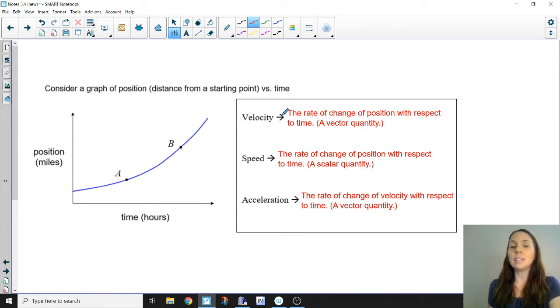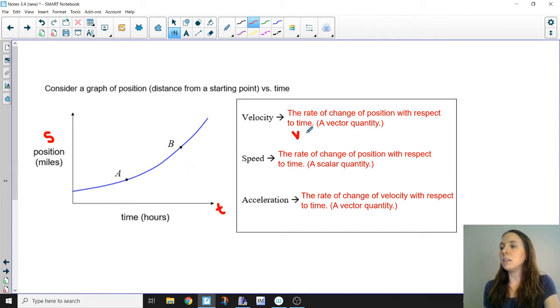So a velocity is a derivative. Now we are typically going to use the letter S to stand for position. If we were looking at a position versus time graph, the x-axis is usually labeled as T. The y-axis for position is usually labeled as S. So I'm going to go over here now, and I'm going to call velocity S prime.